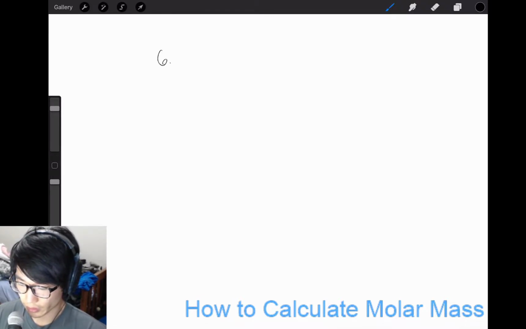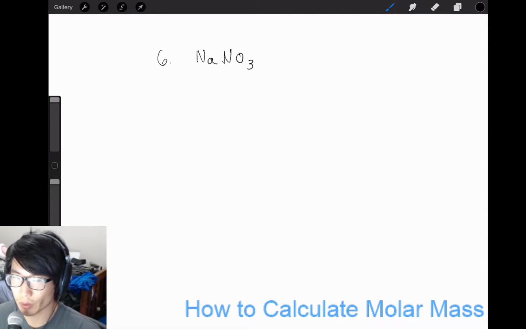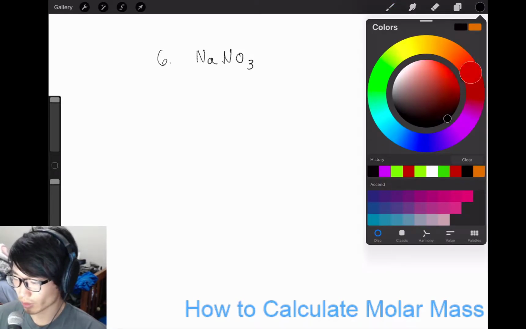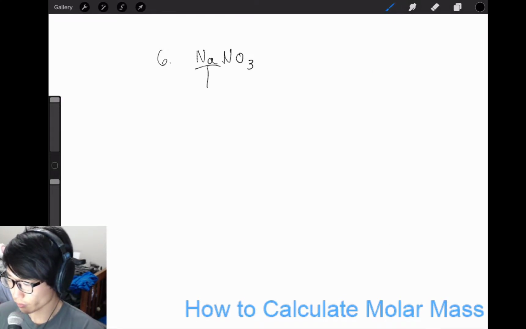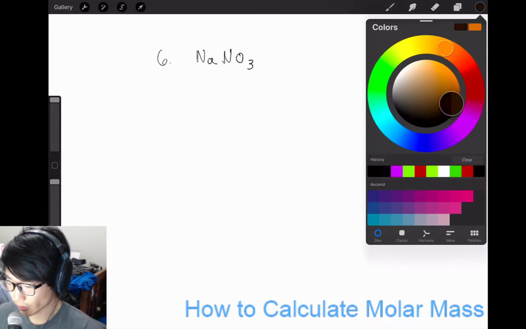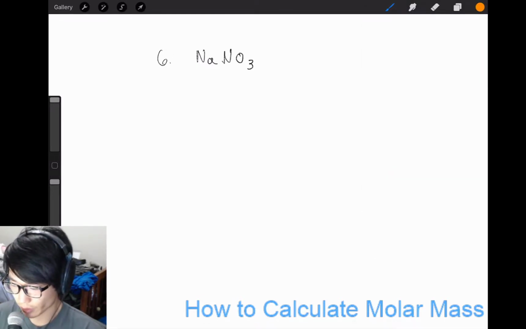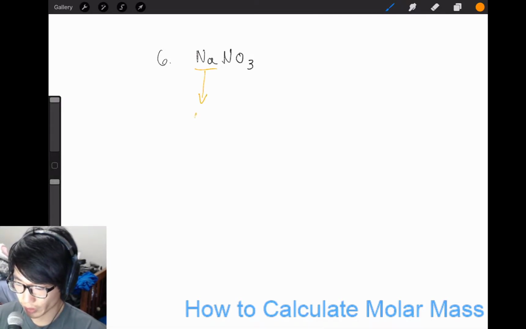Number 6, NaNO3. If you remember, the Na is sodium and the NO3 is a polyatomic, and that's nitrate. So once again, we are just going to look at this and try to figure out what it's made of. That's your first question. I know that Na, right here, is one element. So I have one Na.